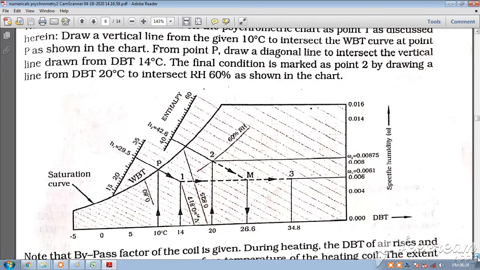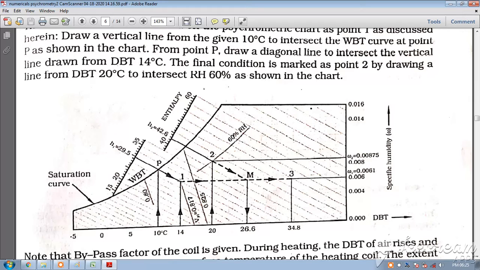Now see here, 14 degrees dry bulb temperature is this line, the outdoor condition, and the wet bulb temperature for that is 10 degrees centigrade. So this is the 10 degrees centigrade line. It will cut the saturation line at P, so I will extend this. This is the WBT line, and here is the point of intersection, point 1. This is the outdoor condition, 14 degrees centigrade dry bulb temperature and 10 degrees centigrade wet bulb temperature.